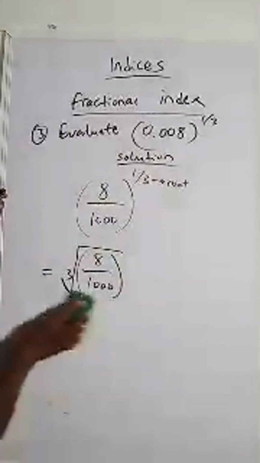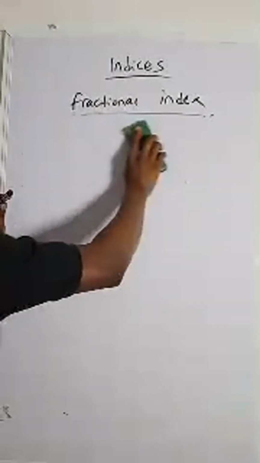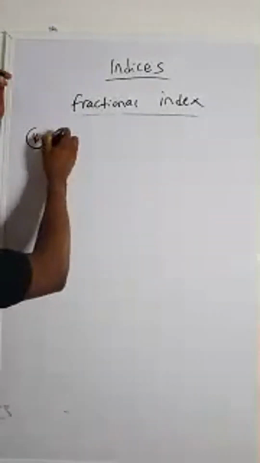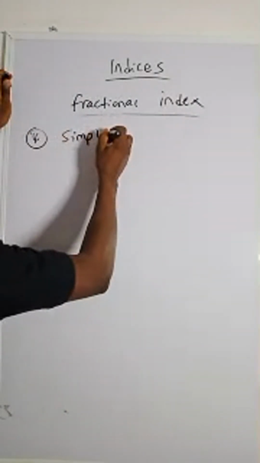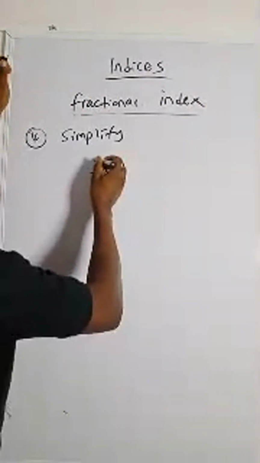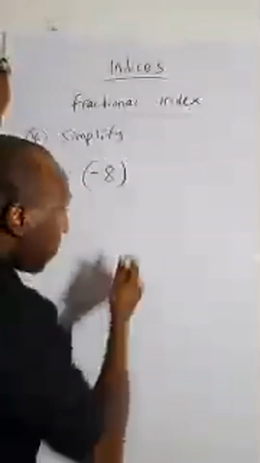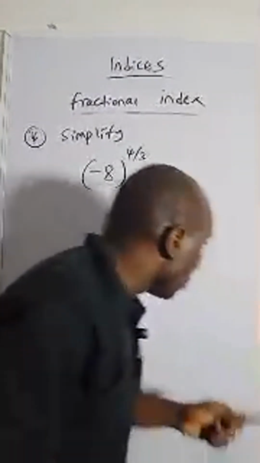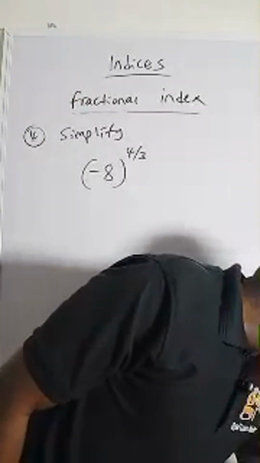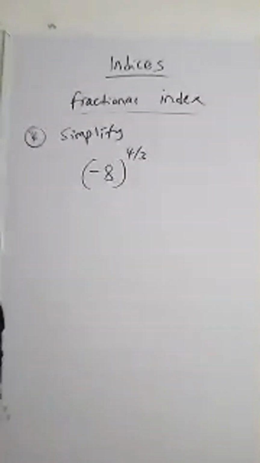Let me take this off. So what I want you to do now, I want to drop a question. I'm still going to do it, but I want you to go first. So this is the question. Simplify -8 all the way to the power of 4 over 3. Okay, let me see who is going to do this. I want you to try this out and give me the answer.